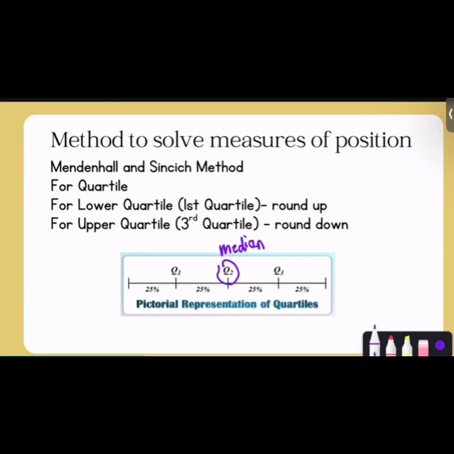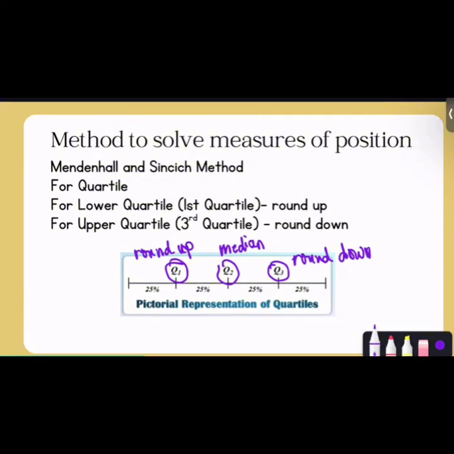Okay, if we are getting the quartile 1 or the lower quartile, then kahit ano po yung decimal niya, we are going to round up. Then, the same with quartile 3. Kapag quartile 3 naman or upper quartile, we are going to round down. Now, hindi po kasama sa ating round up or round down si median, kasi meron po tayong case kapag kinukuha natin si median. So, later on, I will show it to you.